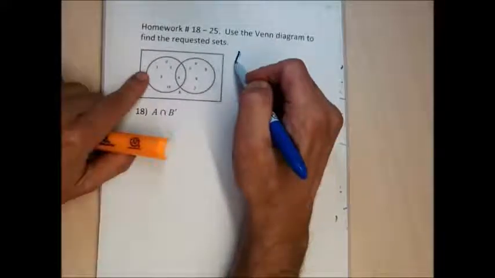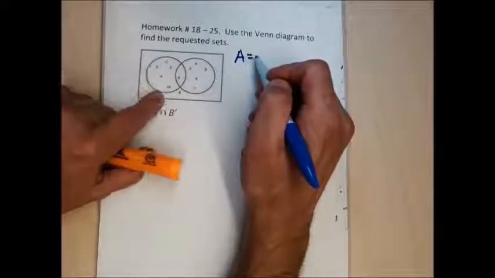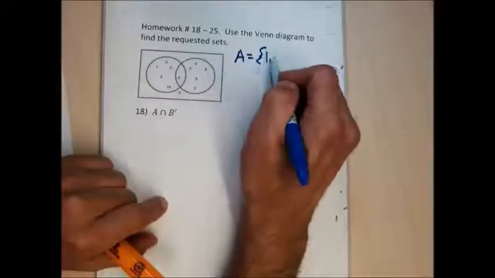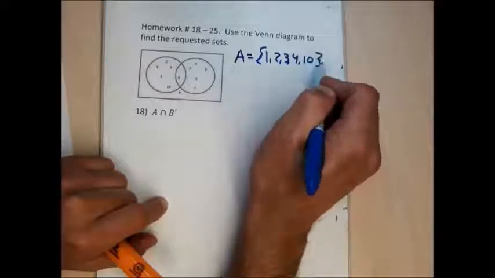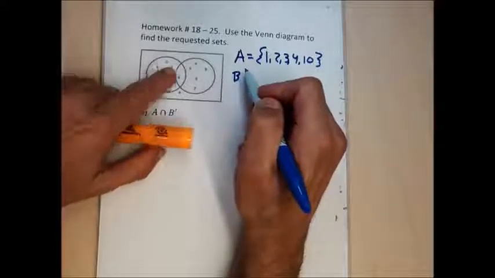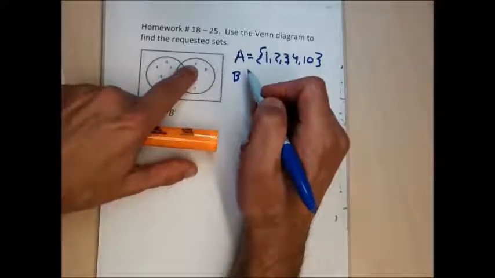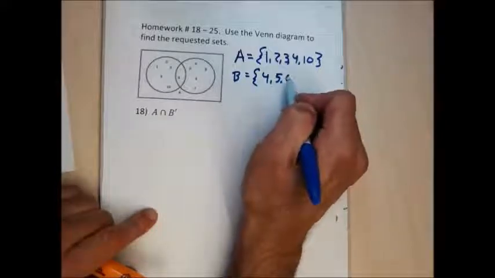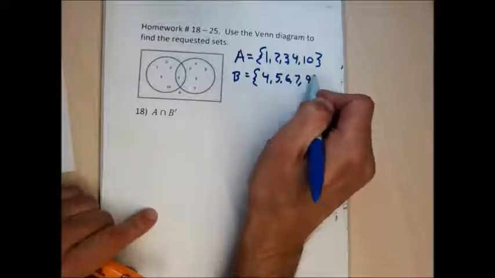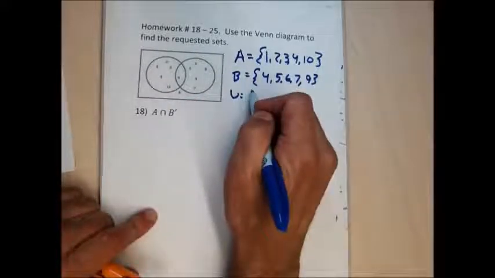For this particular next group of problems, set A is going to be 1, 2, 3, 4, and 10. Set B is going to be 4, 5, 6, 7, 9. That's a 9 and not an 8. So it's 4, 5, 6, 7, 9. And the universal set, I think it's all the numbers between 1 and 10.